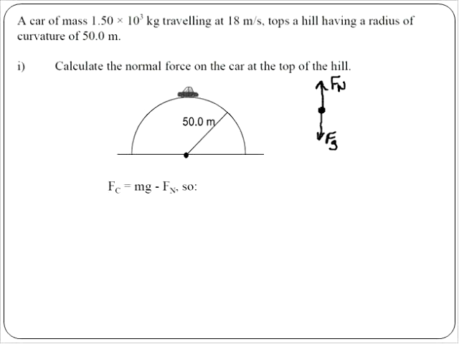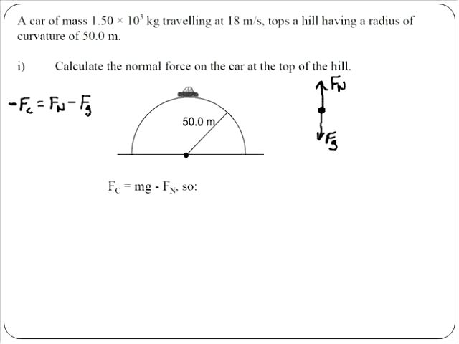The way I would have written that is I would have said FC negative, because the center of the circle is down, equals Fn positive minus Fg. So what they've done is they've changed all the signs and they said Fc equals Mg minus Fn. They divided everything by -1. So that's a slightly different expression, so you've got to be careful.